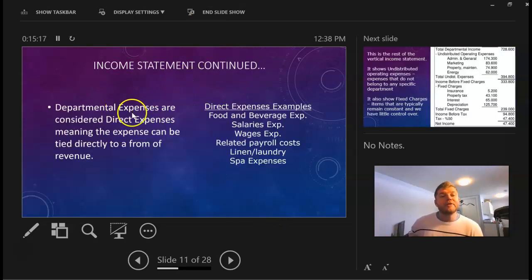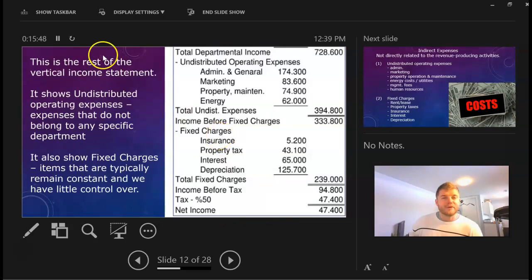So departmental expenses are considered direct expenses, and we have direct expenses and we have indirect expenses. So these are the things that we need to understand when it comes to an income statement. Direct expenses are those cost of sales. They're the food and beverage, the salaries, the wages, any other related payroll expense. Could be linens, could be spa expenses. So soaps and lotions and towels and things like that. These are things that are directly related to those incomes or revenues, sorry.